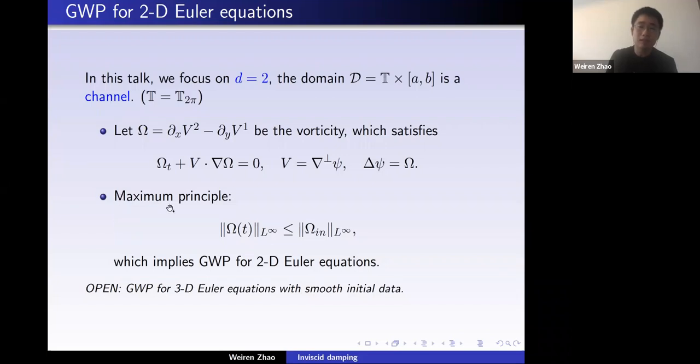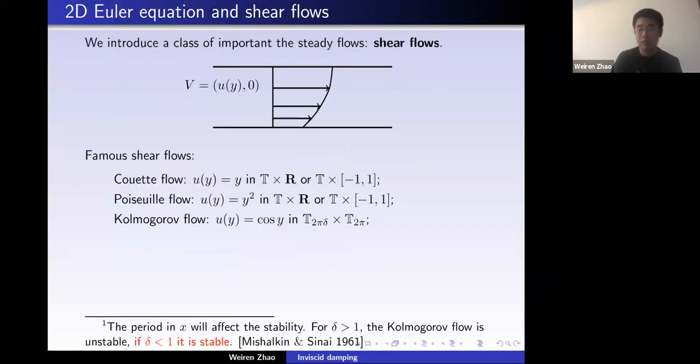The maximum principle of the transport equation gives us that the vorticity is uniformly bounded in L infinity by the initial data, which gives the global well-posedness of the two-dimensional Euler equation. I would like to mention that the 3D global well-posedness for smooth initial data of the Euler equation, and of course the Navier-Stokes equation, are still open. That's very, very hard. But we are not going to talk about the well-posedness theorem here. We are interested in the stability.